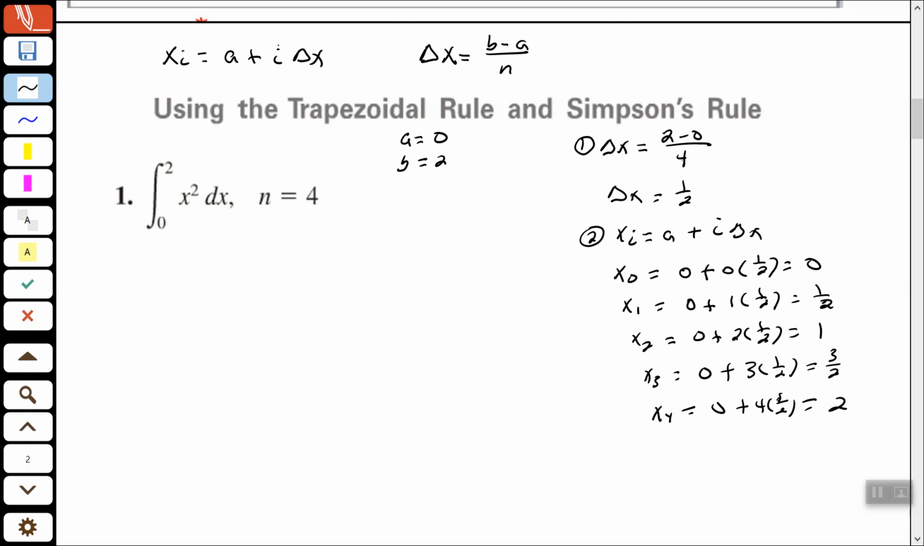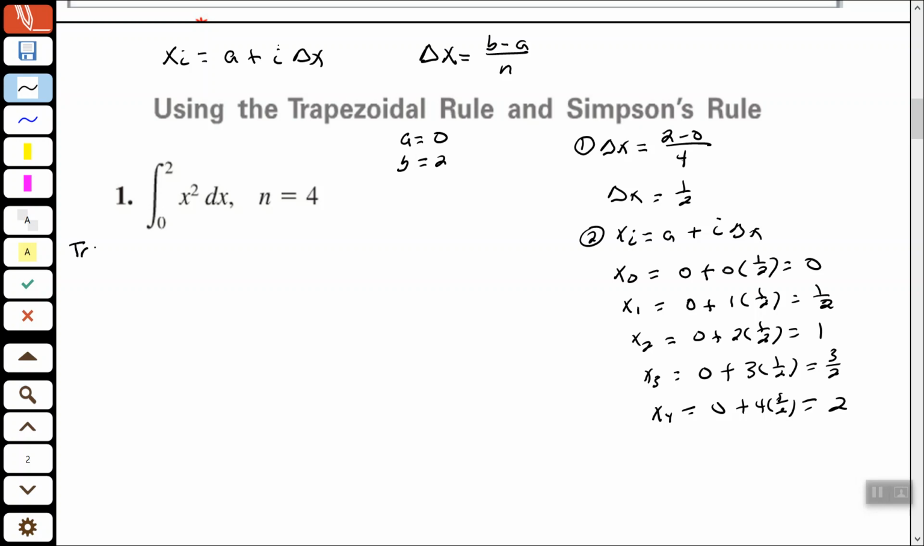So all we've said is that delta x, that we're breaking this up into even intervals of 1/2. And if we're going from 0 to 2, broken up on even intervals of 1/2 starting at 0, because our lower bound is 0, we get 0, then 1/2, 1, then 1.5, and then 2. So that's x sub 0, x sub 1, x sub 2, x sub 3, and x sub 4. Now we have enough information to set up our formula.